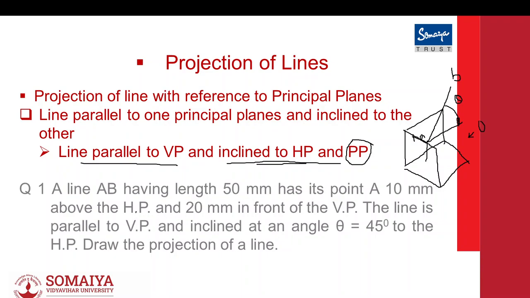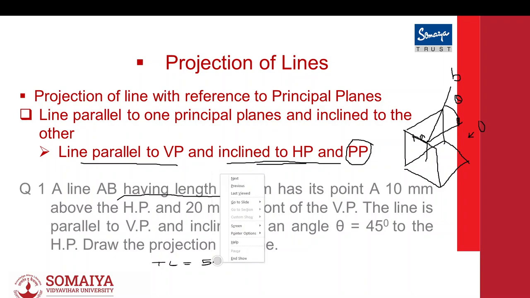Okay. So now read the problem. A line AB having length 50 mm, right? What does it mean? Length of the line is given. AB's length is 50 mm. Yes, true length. AB's length is 50, true length. Now, true length is 50 mm.